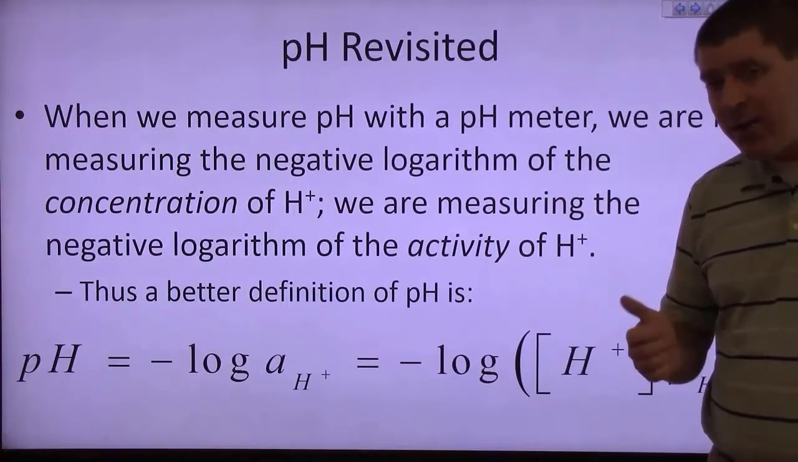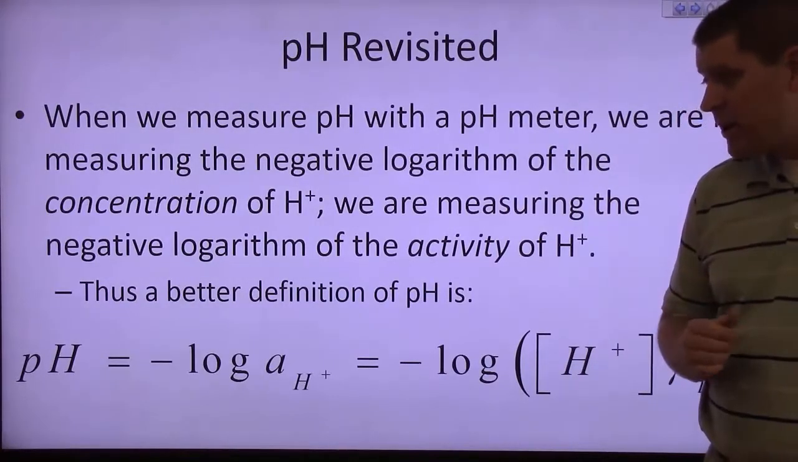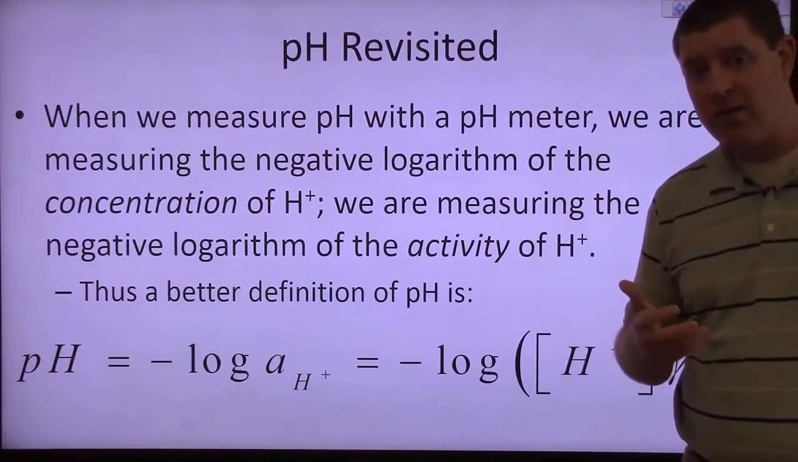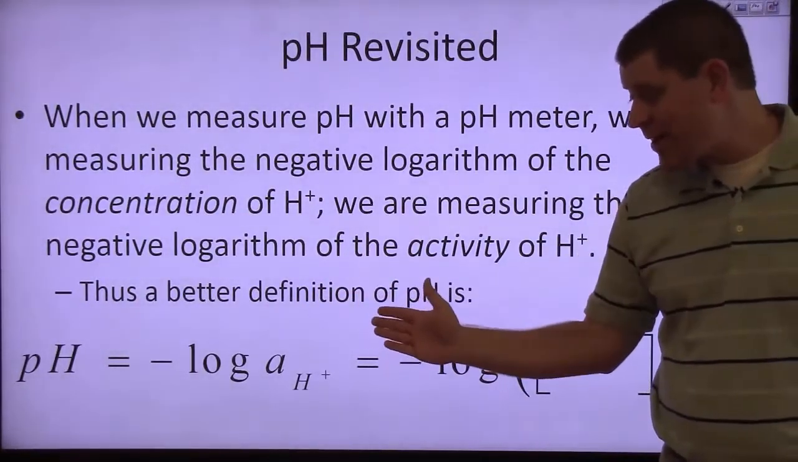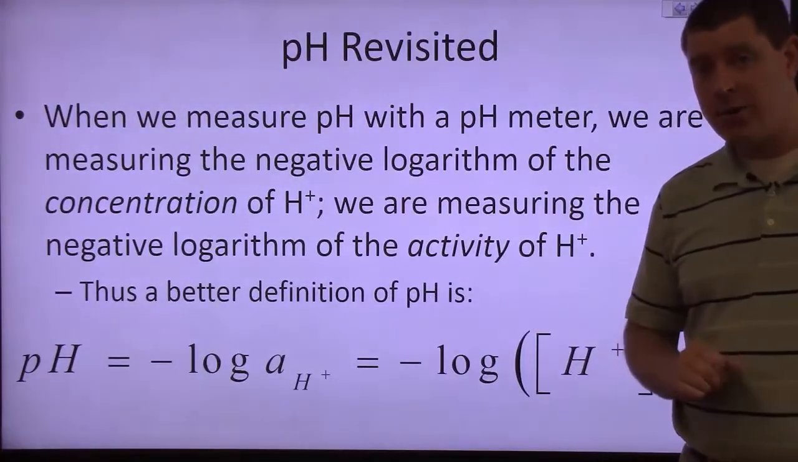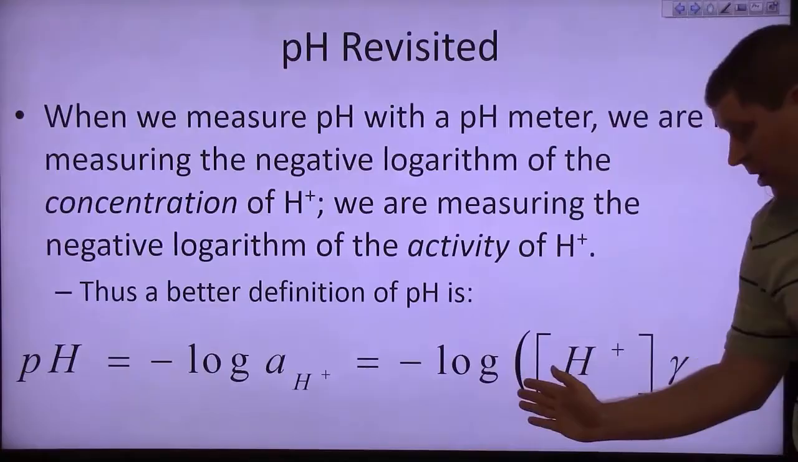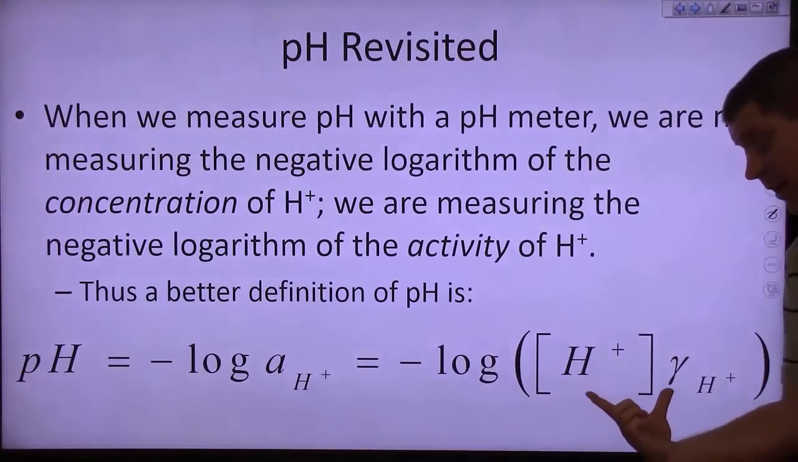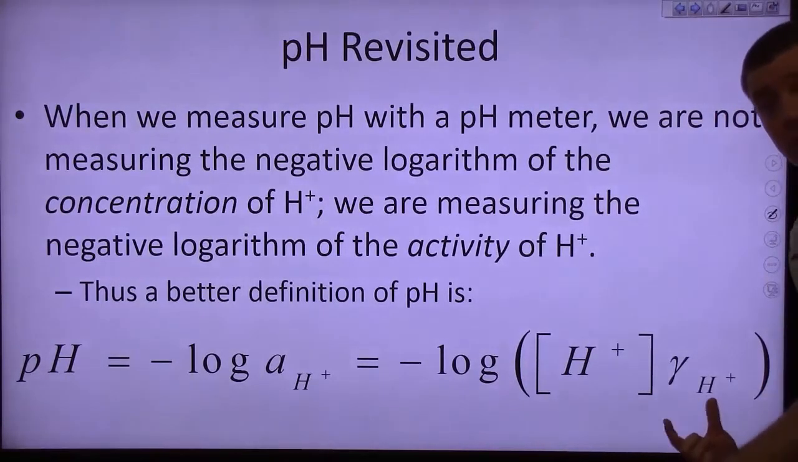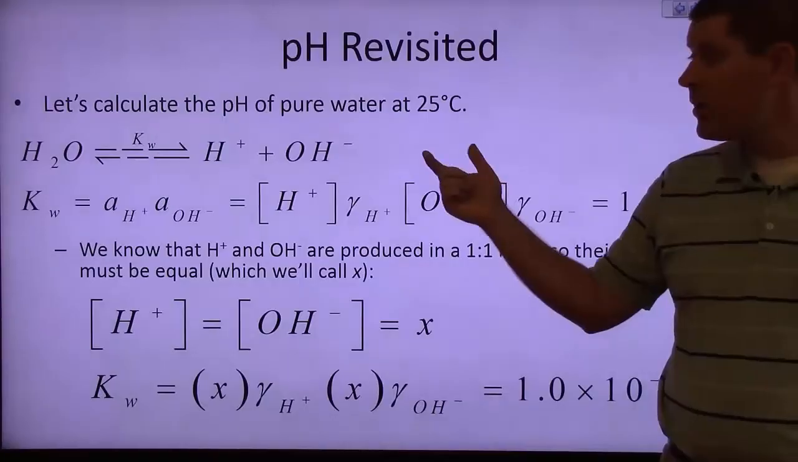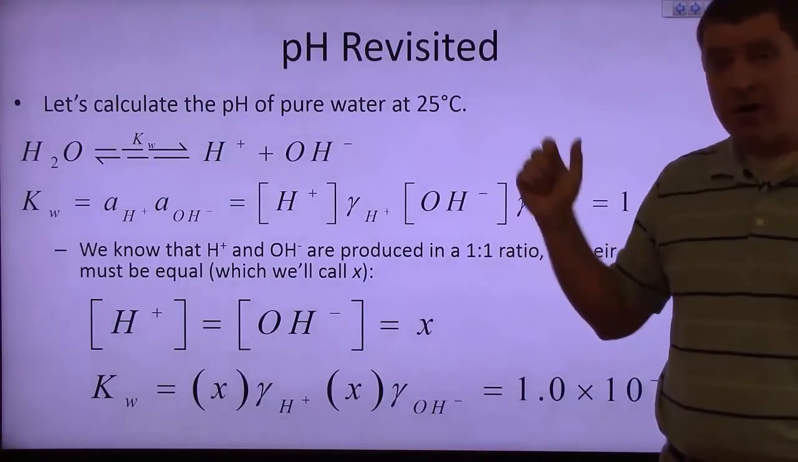And thus, a better definition of pH is not pH equals minus log base 10 of the concentration of hydrogen ion. It's pH equals minus log base 10 of the activity of the hydrogen ion, which we can then write as minus log base 10 of the quantity hydrogen ion concentration times the activity coefficient for hydrogen ion. So let's calculate the pH of pure water at 25 degrees C.